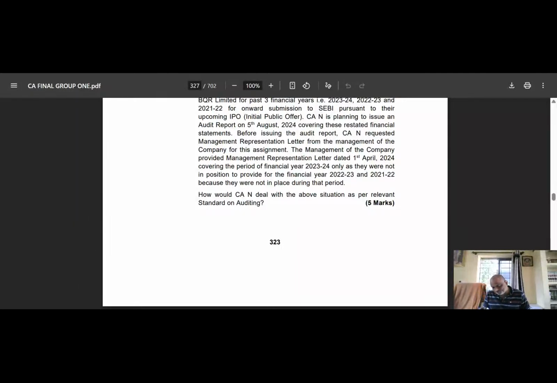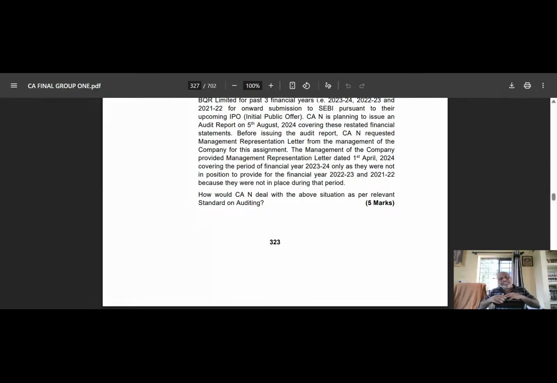See, in the given situation, CAN is carrying out an audit of restated financial statements of BQR Limited for the past three financial years, those are 23-24, 22-23, 21-22. So he requested the management representation letter from the management of the company for this assignment. Before issuance of this report, the management provided the management representation letter only for the financial year 23-24, as they were not in place during that period.